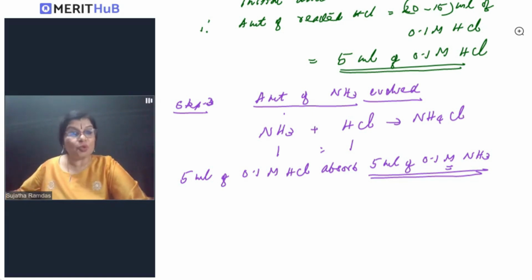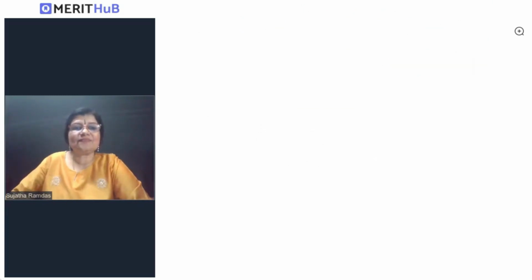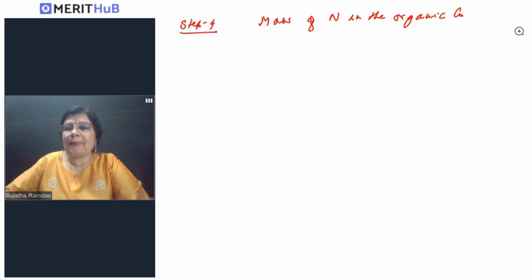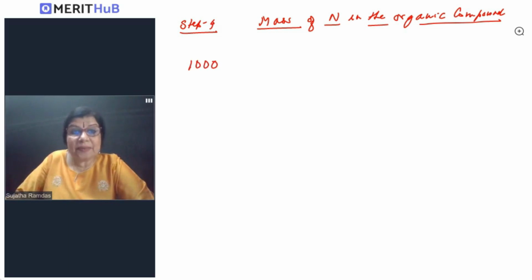Okay, so now let's go to step 4. In this step, we are going to find out the mass of nitrogen in the organic compound. All right. So how do we do that? So let's get started. So now we know that 1000 milliliters of 1 molar ammonia.